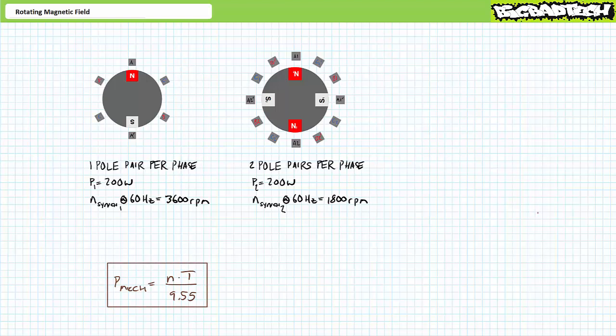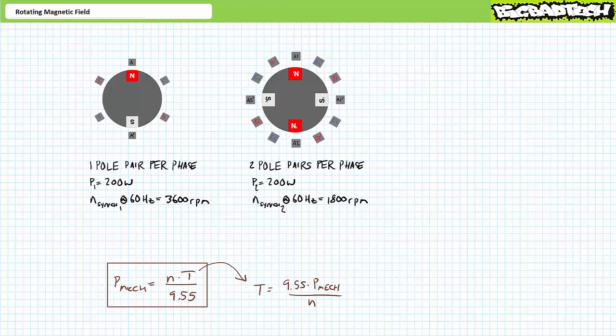You'll recall from the rotating mechanical power lecture, available at the Big Bad Tech channel, that rotating mechanical power in watts is the product of torque in units of Newton meters times rotational speed in units of RPM divided by the constant 9.55. Given your understanding of rotating mechanical power, can you explain how and why the number of pole pairs per phase influences torque? We know each motor's rated power, in both cases 200 watts. We additionally know the synchronous speed for each motor. We need to solve for torque.